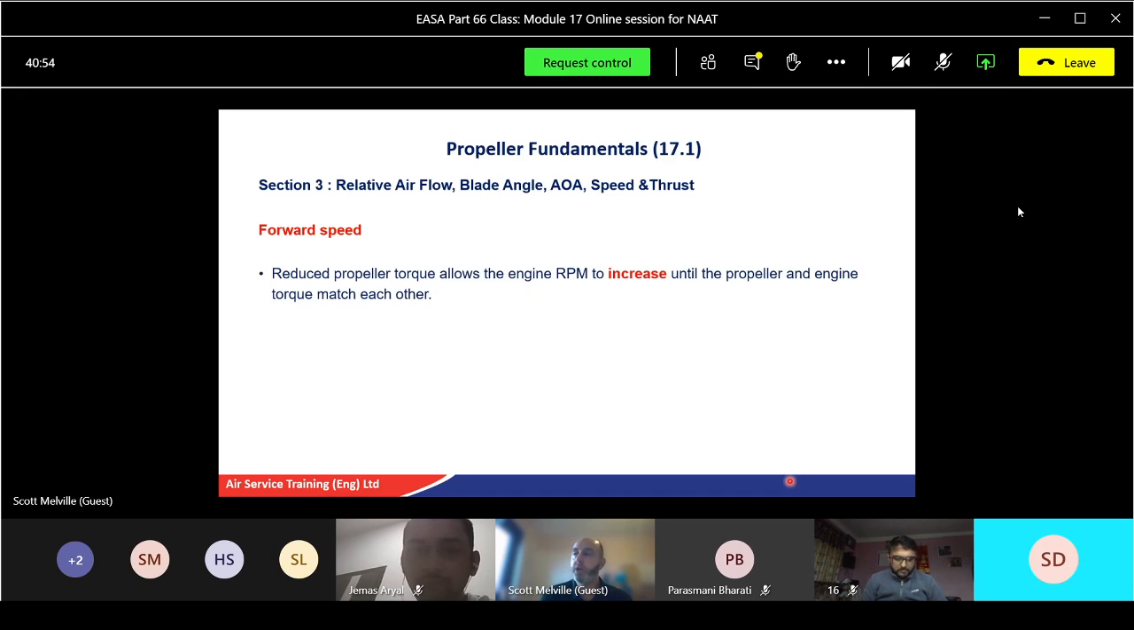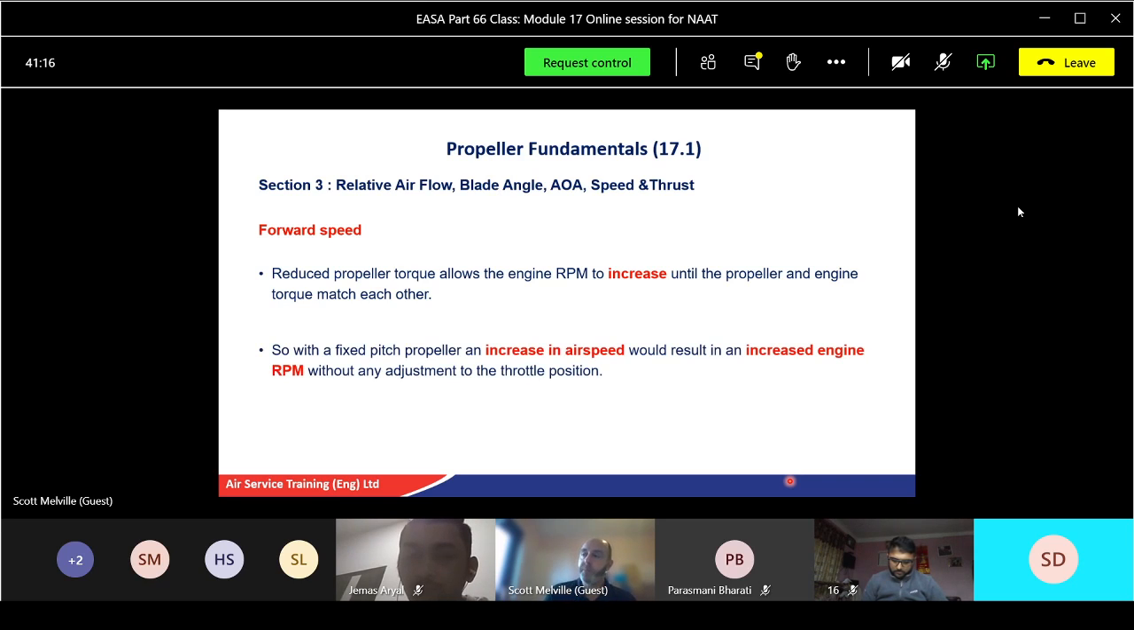So reduced propeller torque will allow the engine to speed up, which is good and bad because we might not want the engine to speed up. So we can control it manually by using a throttle lever, or we can control it using a PCU or a CSU, and we'll cover these later in the books. Until we get the engine to match the conditions of flight.